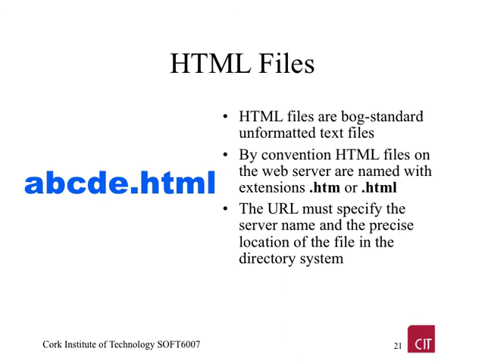Okay. So the URL must specify the server name and the precise location of the file in the directory system. So you see things like http://www.cit.ie/staff/computing/Colin about me.html or something like that in the URL. So any questions now on any of that?